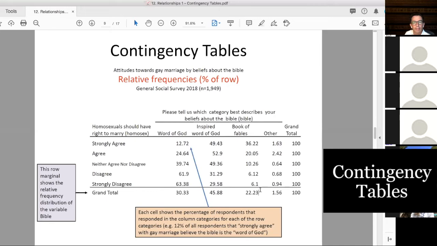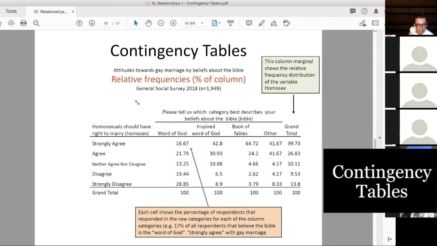Right? And this is the relative frequency for the variable Bible. Right? 30% believe it's the actual Word of God, 45% believe it's the inspired Word of God, 22% believe it's a book of fables. Okay, that is another option that we have. Express the numbers as a percent of rows.